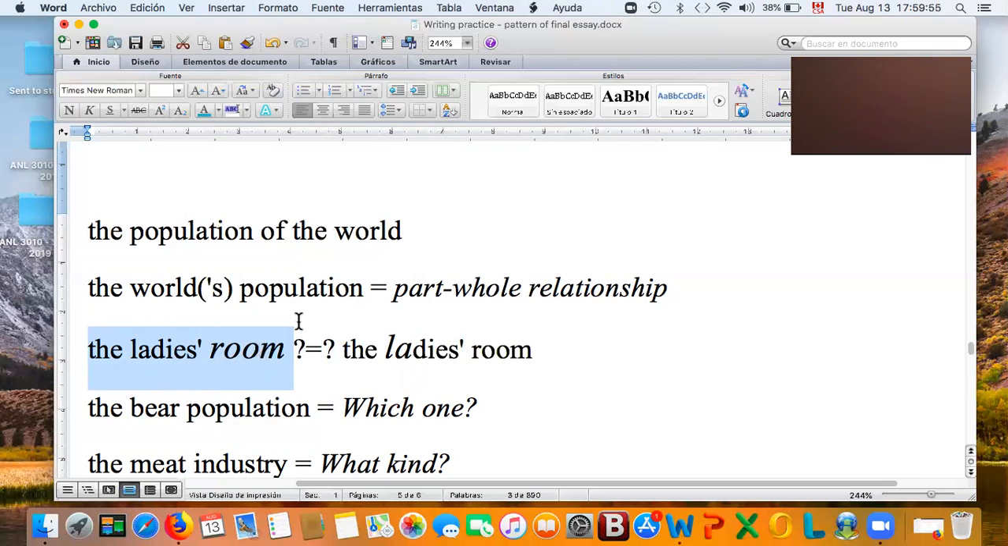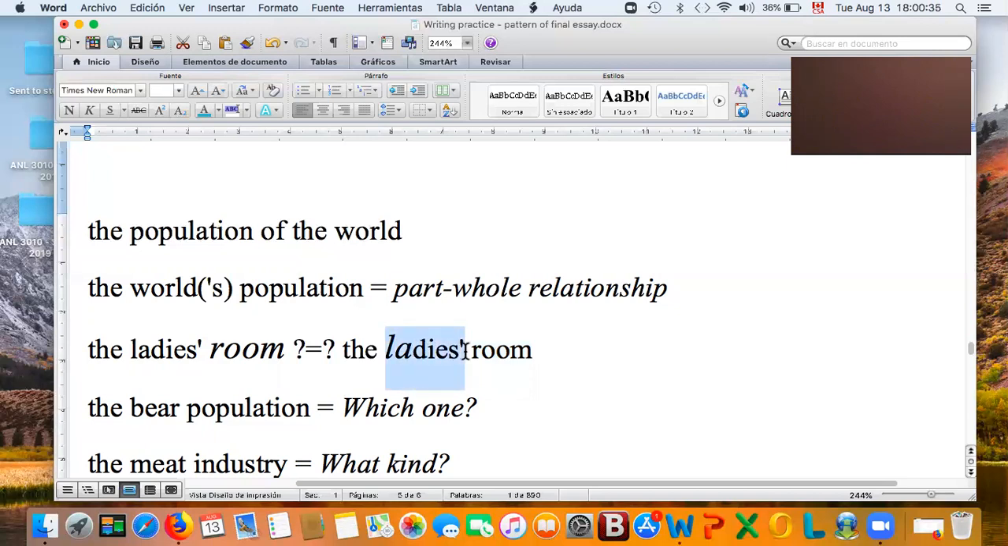But you could say that there's a part-whole relationship. This room is part of the ladies' environment, part of their house, part of where they live, part of their universe, if you like. The ladies' room, now that's a compound. The ladies' room is a kind of room, and the category of room is being specified with the first member of the compound.